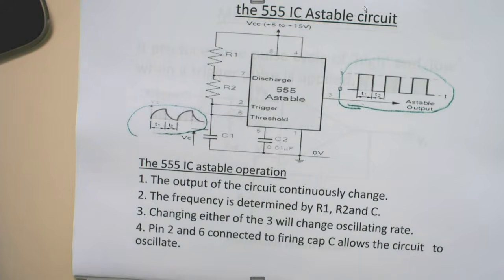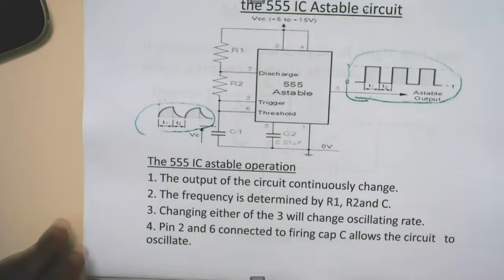Number 1, the output of the circuit continuously changes. Number 2, the frequency is determined by R1 and R2 and the capacitor. Then number 3, changing R3 will change the oscillation rate. Number 4, pin 2 and 6 are connected together, and capacitor C allows the circuit to oscillate.